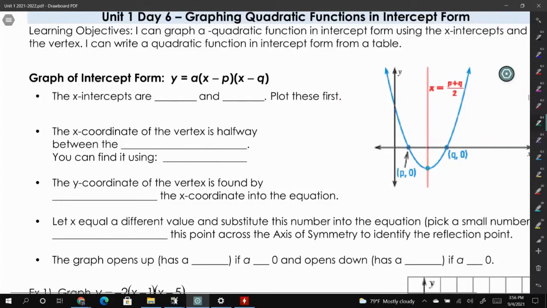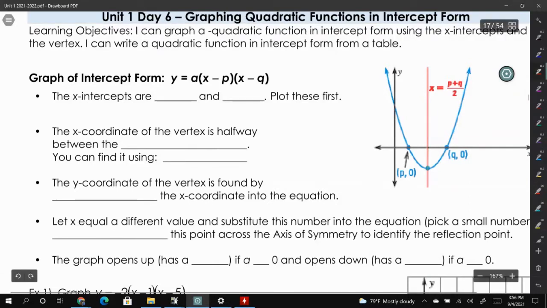We've talked about graphing quadratics in vertex form. Now we're going to talk about another form of quadratics called intercept form. And in intercept form, you are going to be able to figure out the 2 x-intercepts or 1 x-intercept right away from the information that was given to us.